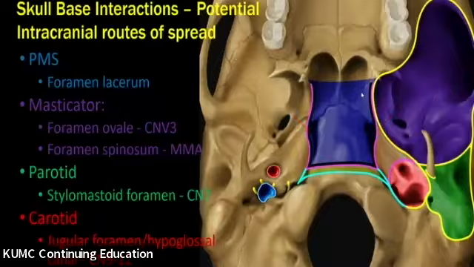We have the masticator space, which abuts the skull base at that high-heeled footprint, so the foramen ovale and foramen spinosum, which transmit V3 and the middle meningeal artery, respectively. The parotid space abuts the skull base at the stylomastoid foramen, which transmits the facial nerve. And then the carotid space abuts the skull base at the level of the jugular foramen and hypoglossal canal, associated with cranial nerves 9 through 12.